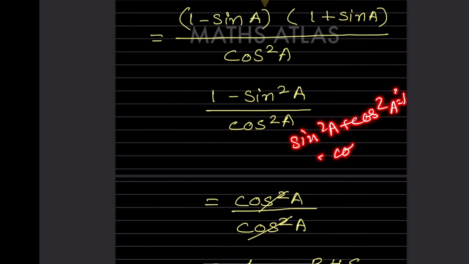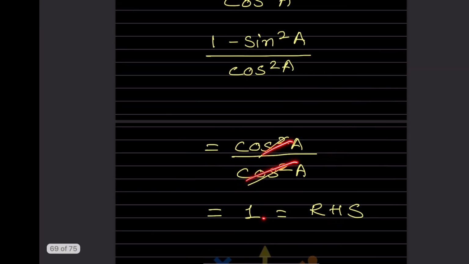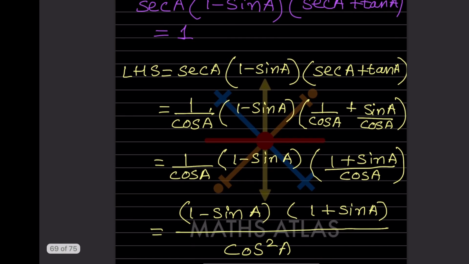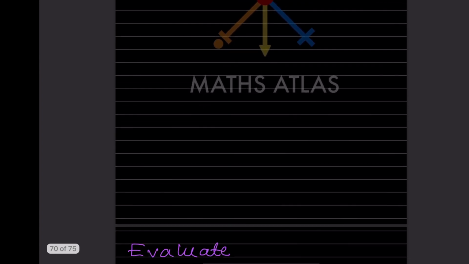So if we take this cos square A in place of this, the denominator remains the same. So when we cancel this, that is going to be 1, which is the RHS, and that proves that left hand side is equal to right hand side.